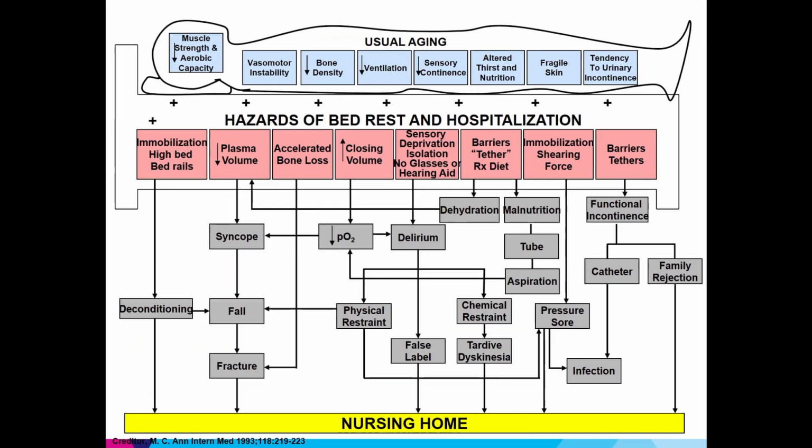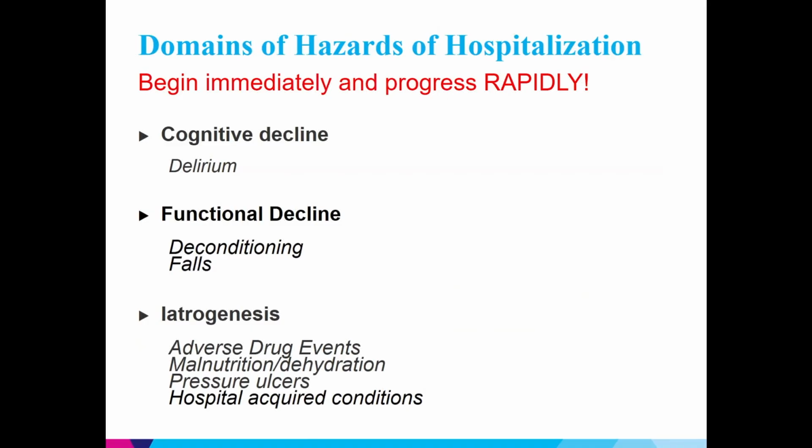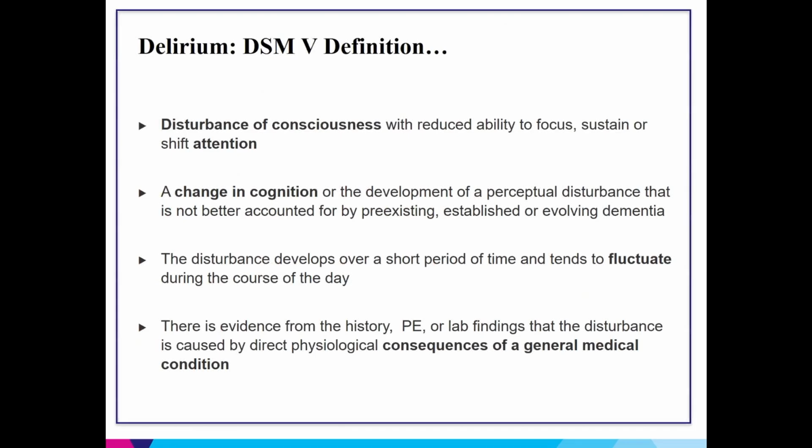In the next few slides, we'll discuss the various domains of hazards of hospitalization and recognize that they often begin immediately and progress rapidly. The first is cognitive decline. So delirium is a very common geriatric syndrome that we tend to see in our older hospitalized adults.